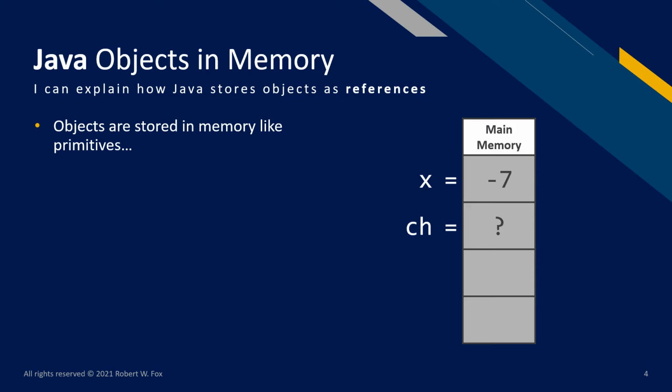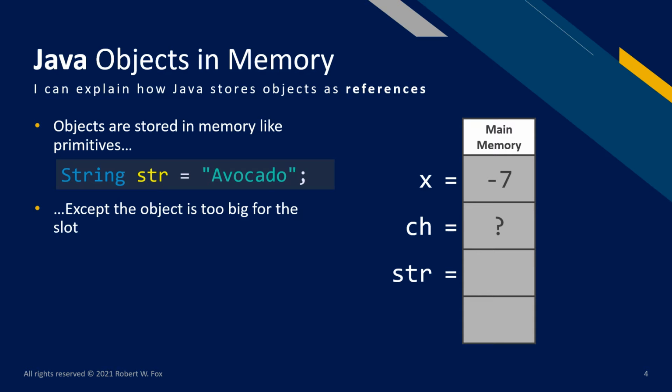Now let's see how Java stores an object in the memory. So we'll make a String str and set it equal to the object, the word avocado. Just as before, Java is going to find the next available memory slot and label it str. But here's where things get different, because the object avocado is actually too big to fit in one memory slot. If you think about it, our question mark, one character, took up one memory slot. And avocado has 7 characters, so we need 7 memory slots. So Java cannot fit the entire word avocado in this space.